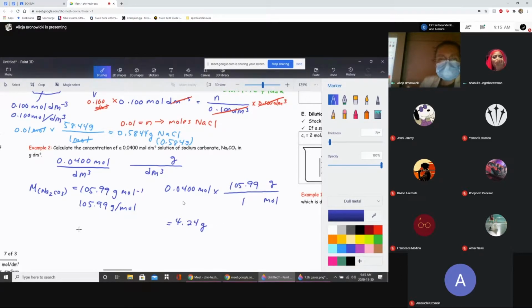Okay, so let's use our shorthand for concentration. So therefore, the concentration equals 4.24 grams, sorry, I should say per dm3. That one was easy. They get harder.